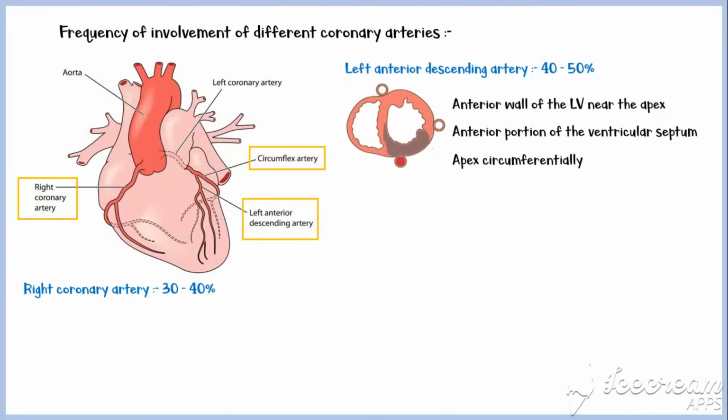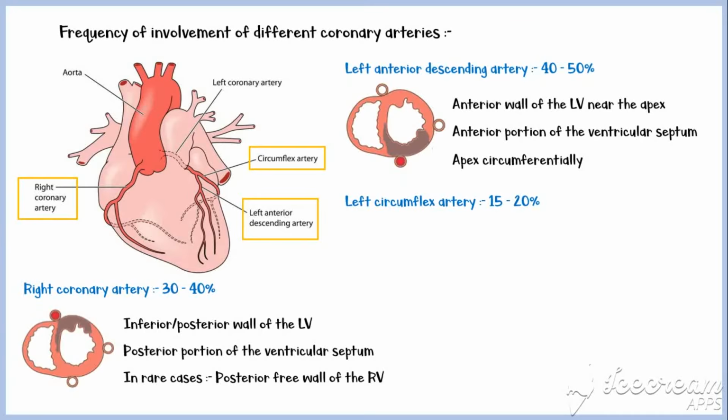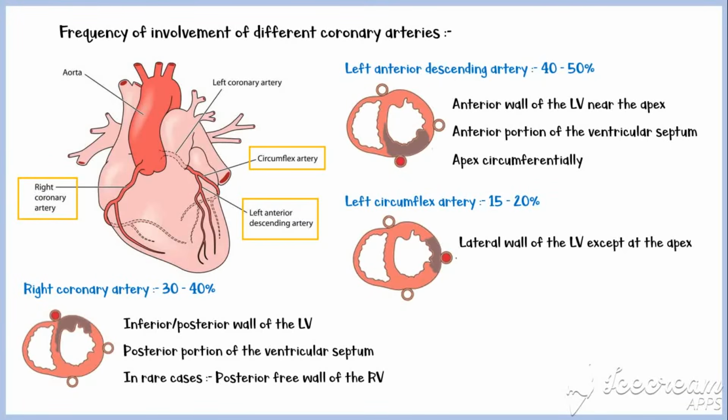Right coronary artery is involved in 30 to 40% of myocardial infarction cases. Area of the infarct involves the inferior or posterior wall of the left ventricle, posterior portion of the ventricular septum, and in rare cases, posterior free wall of the right ventricle. Involvement of the left circumflex artery is less common and accounts for about 15 to 20% of cases. The area of infarction involves the lateral wall of the left ventricle, except at the apex.